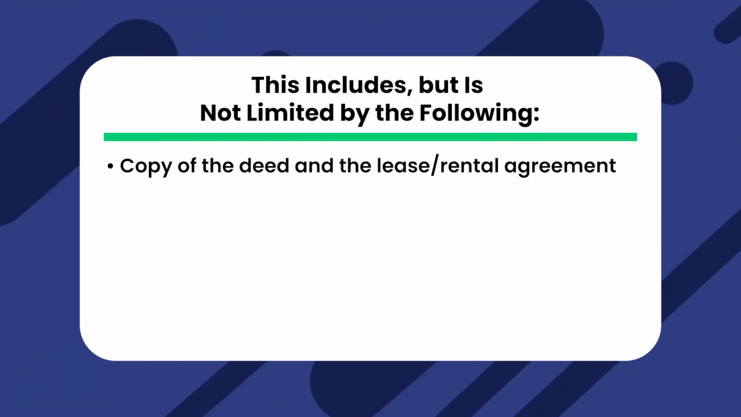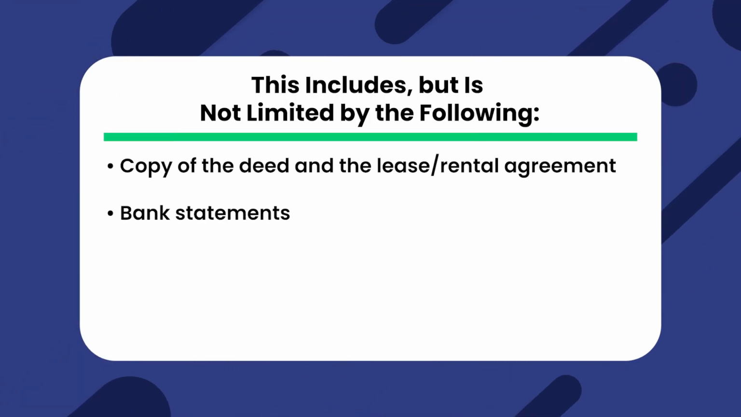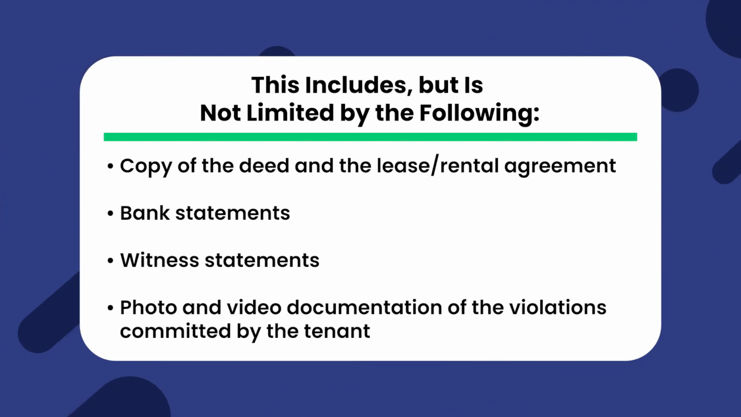This means the tenant must move out of the property. However, if both parties are present, the landlord has to support their claim with evidence and show it to the judge. This includes, but is not limited to, the following: a copy of the deed and the lease or rental agreement, bank statements, witness statements, and photo and video documentation of the violations committed by the tenant.